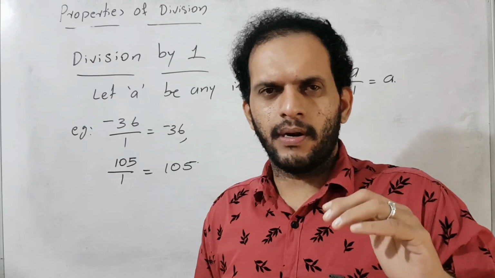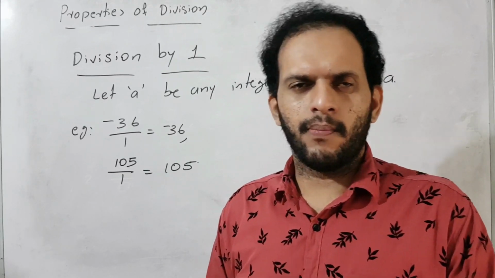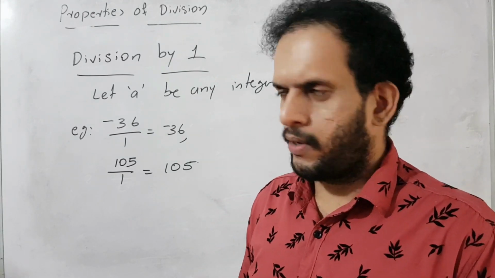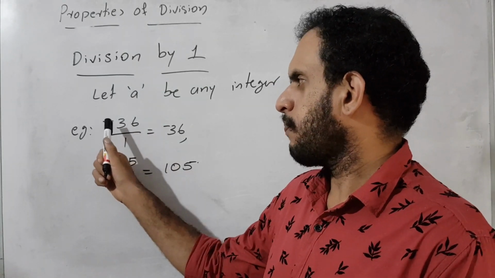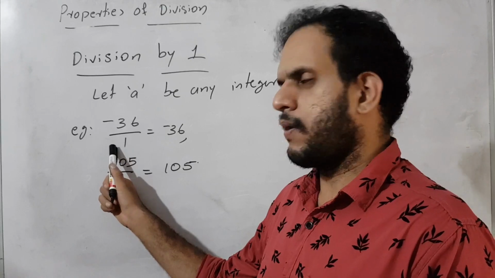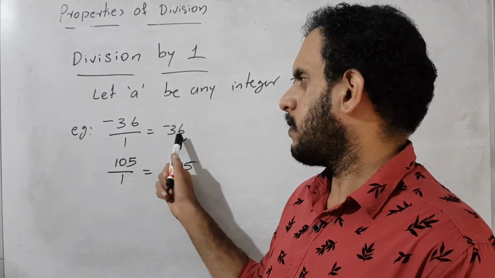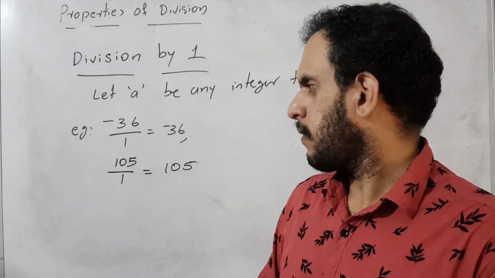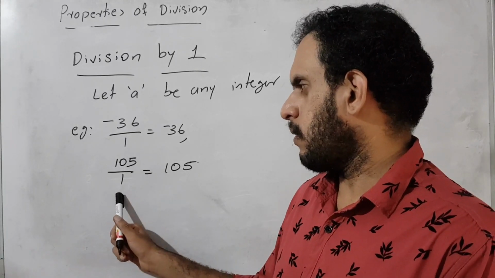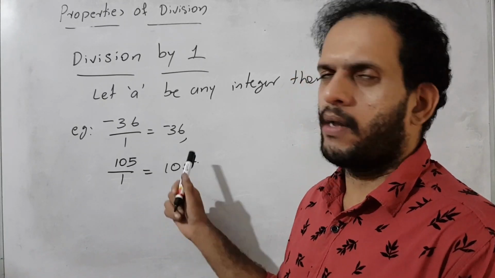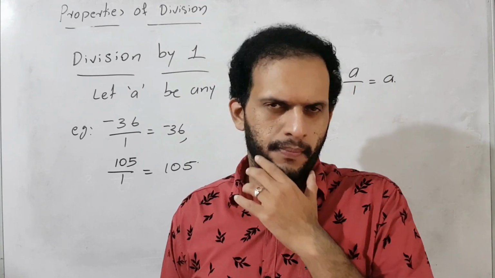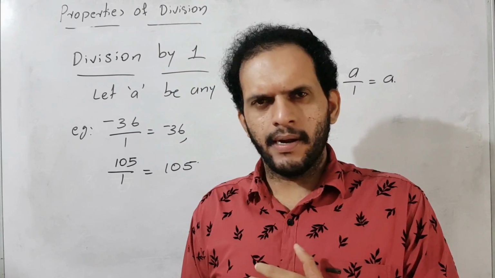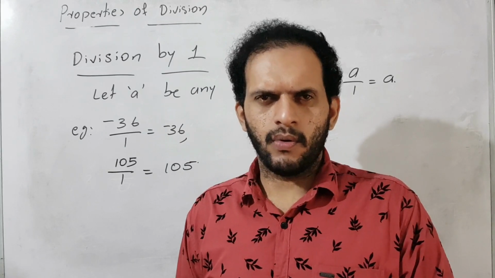Okay, if we divide an integer by 1, what will the answer always be? It will be the same integer. For example, -36 by 1. Here we are dividing a negative by a positive, so the answer is negative 36, -36. Then 105 by 1. 105 by 1 is 105. If you divide any number by 1, we get the same number. The idea we discussed already in the lower session also.